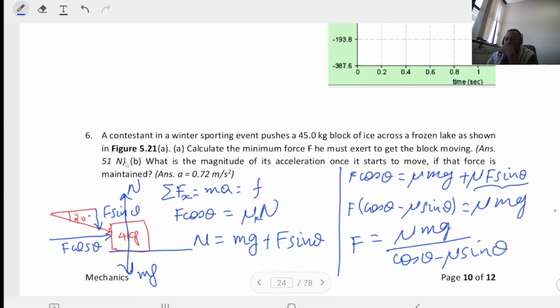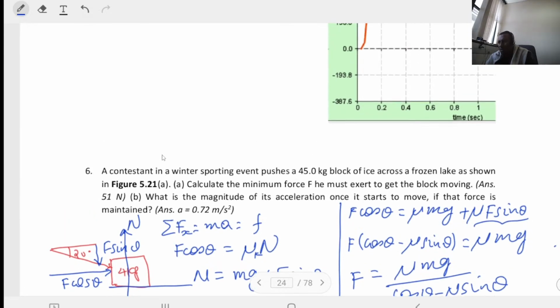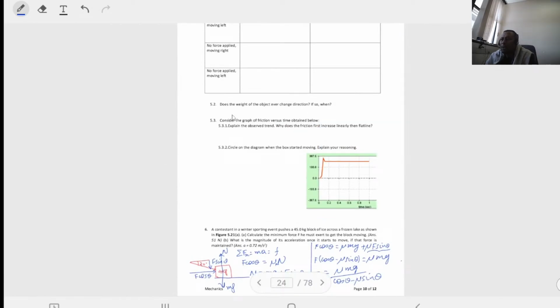You see, if you get the force, the B part is easy. If you know the force, mass times acceleration, you easily get it. But how is the 51 Newton force going to come? What else? Is this thing linked to the question I jumped? No.